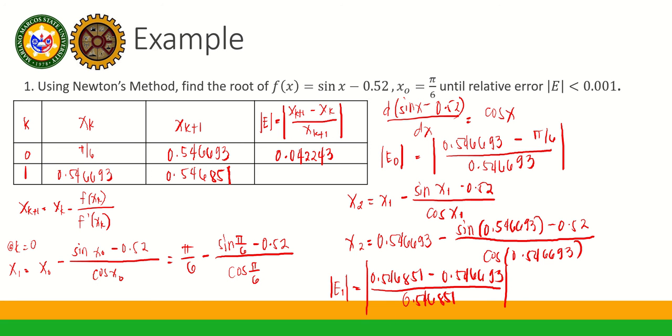So, computing this one, you will have a relative error equal to 0.000289. And if we go back to our condition dito, our relative error is now less than 0.001. Therefore, we should stop at second iteration. Okay, so if you want to do the computation sa calculator ninyo for checking, you can do this one.